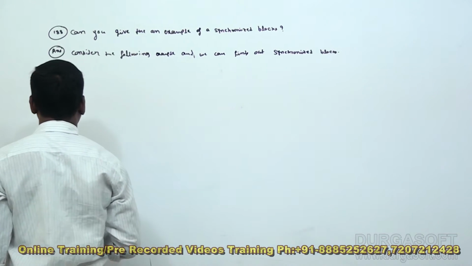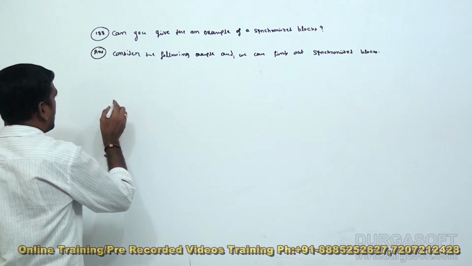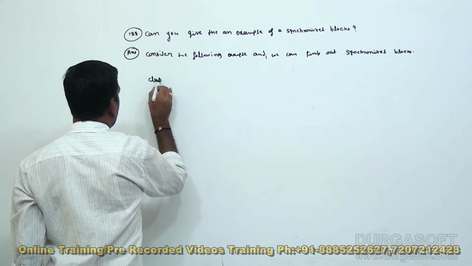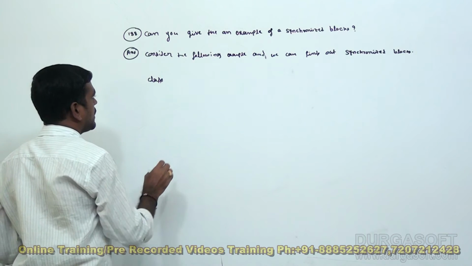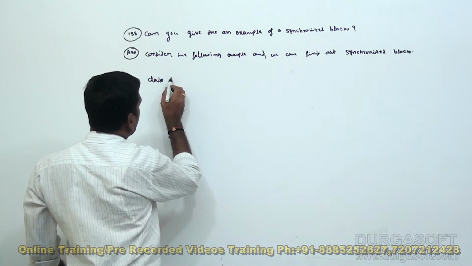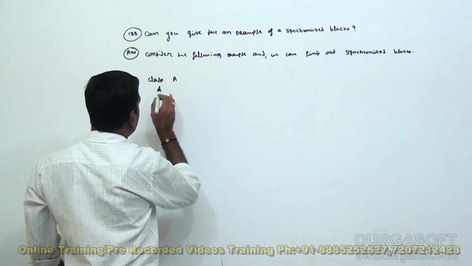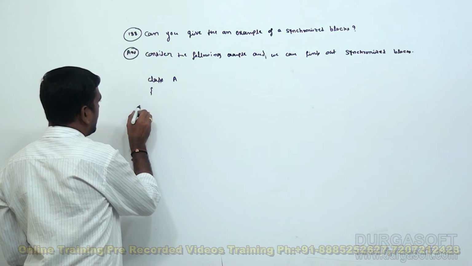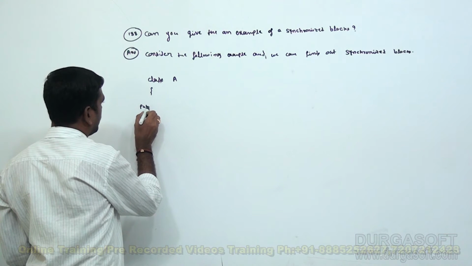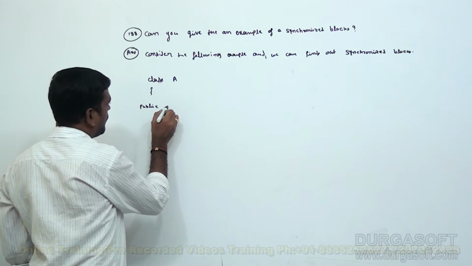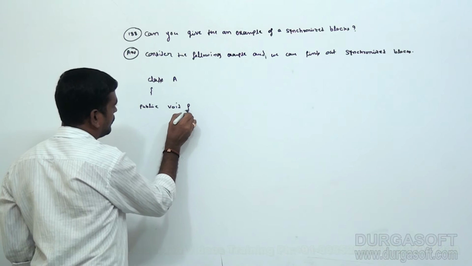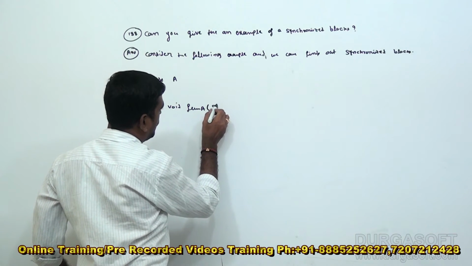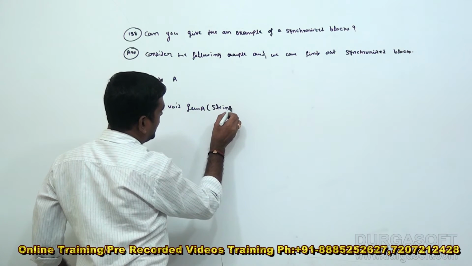Synchronized blocks. See, now here I am going to take one class, class A. After that, I am taking one method here, public void function A, which is going to accept some value, String S1.